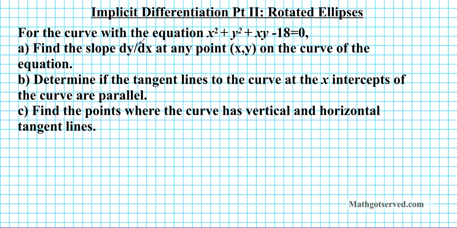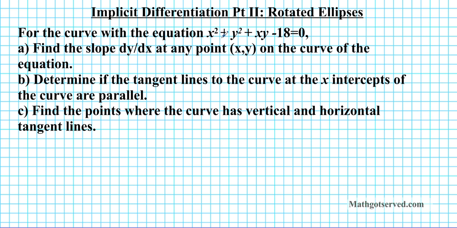It says for the curve with the equation x squared plus y squared plus xy minus 18 equals 0, part A, we have to find the slope dy/dx at any point (x, y) on the curve of the equation. B, determine if the tangent lines to the curve at the x-intercepts of the curve are parallel. And then last part C, find the points where the curve has vertical and horizontal tangent lines, okay?